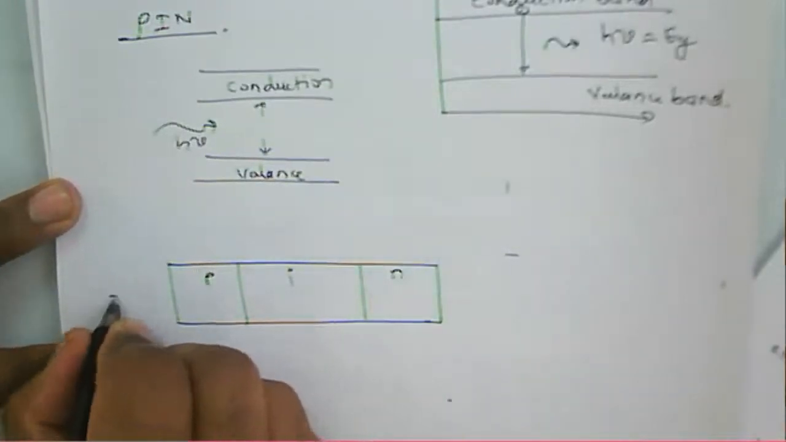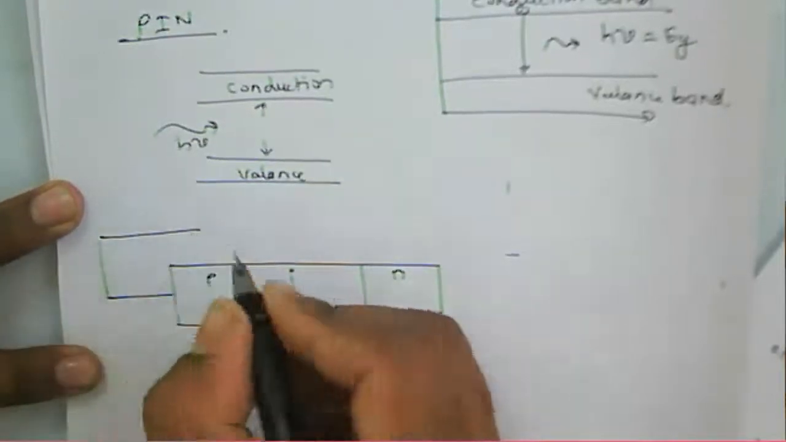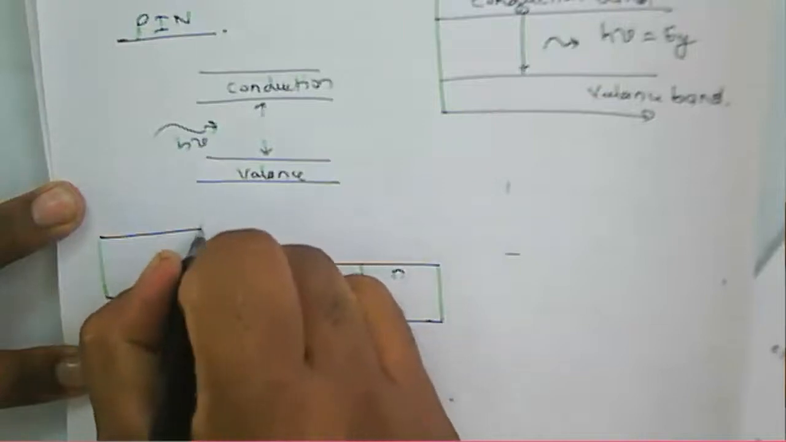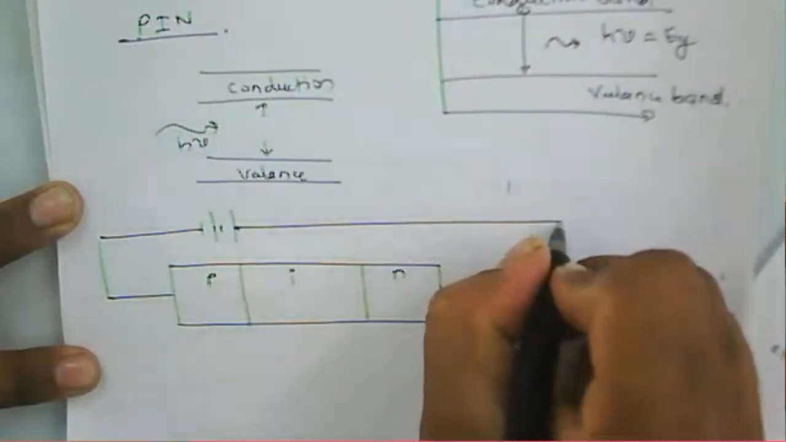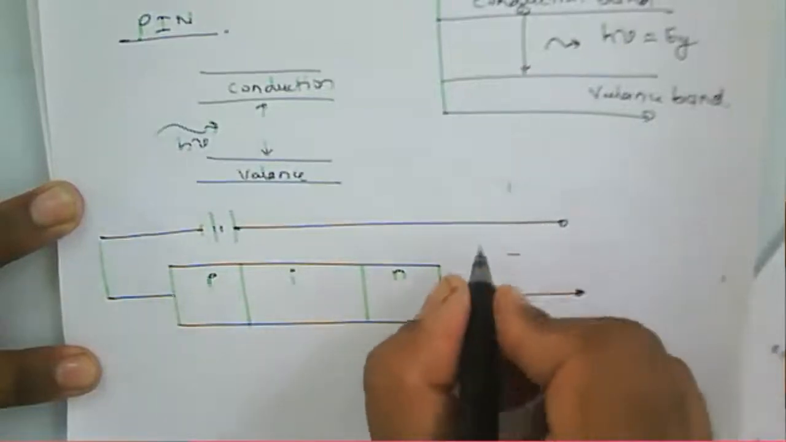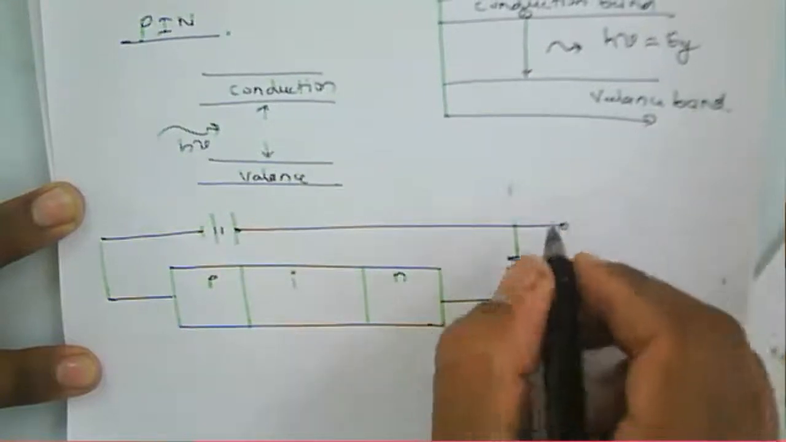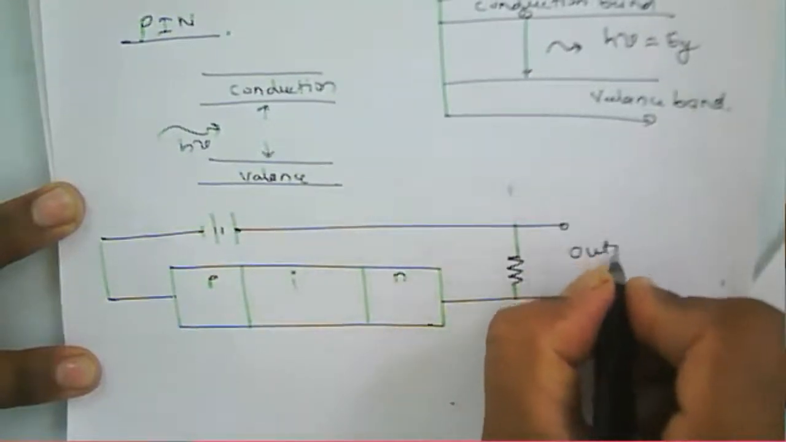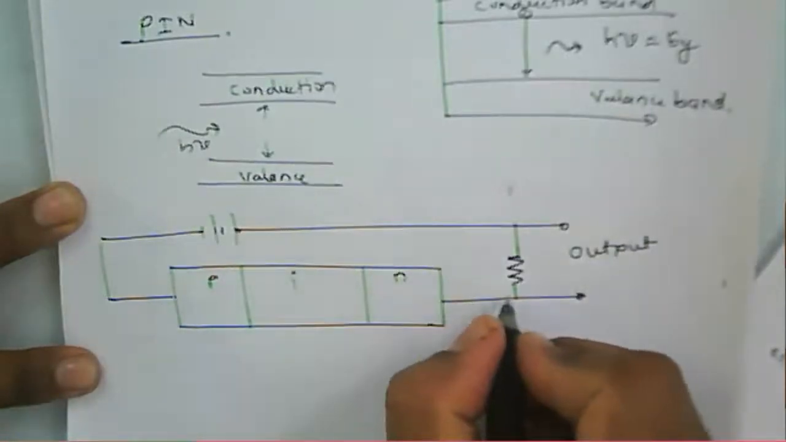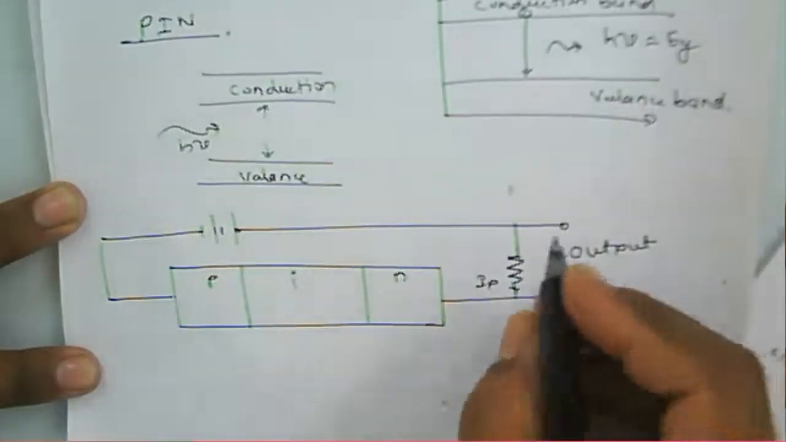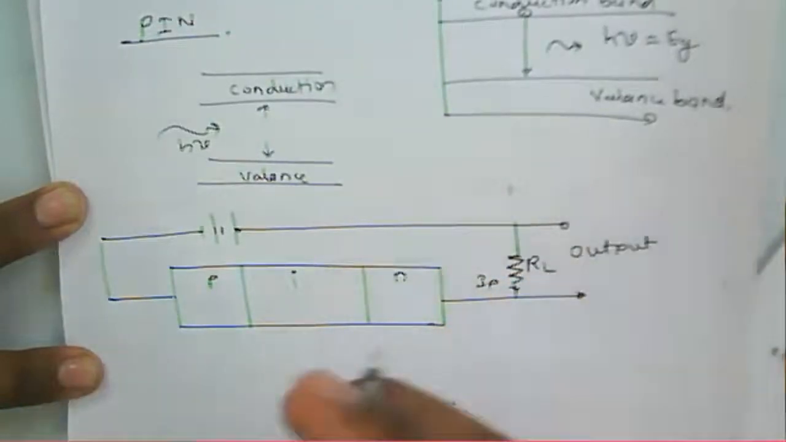And we will apply the reverse bias to this diode. Light will fall on this particular diode, and it will generate the current there. That current is IP, and this is the load resistor RL. We will get the output current here.